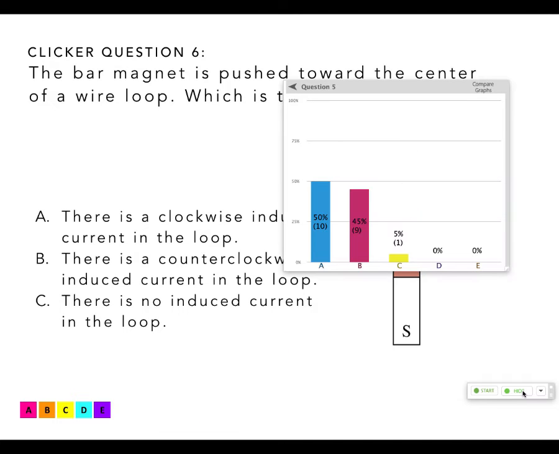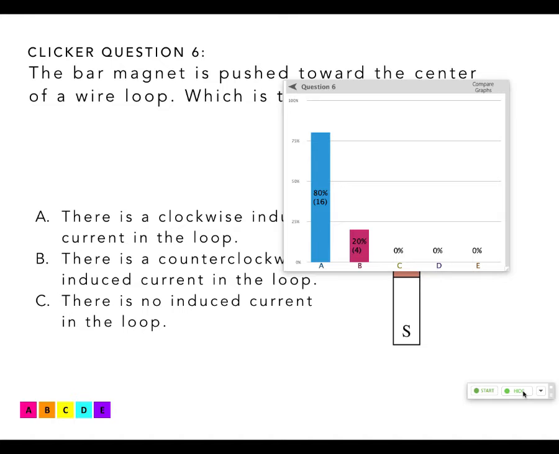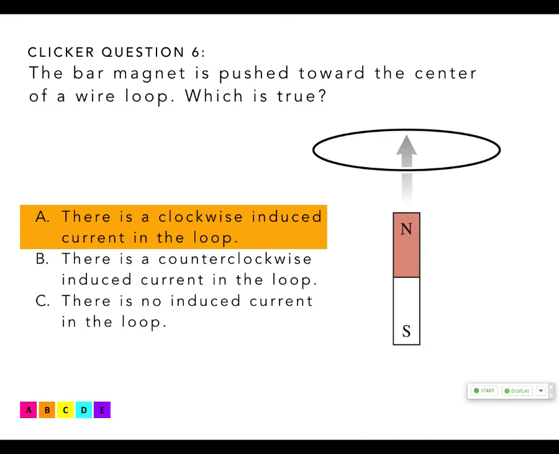Now, it's either clockwise or counterclockwise. There is a current, so decide between A and B. Yes, so this is going to be clockwise. So look, here's your initial magnetic field. Which way does it point? Up. Is it increasing or decreasing the flux? Increasing, because as you move the magnet closer, the field gets bigger.